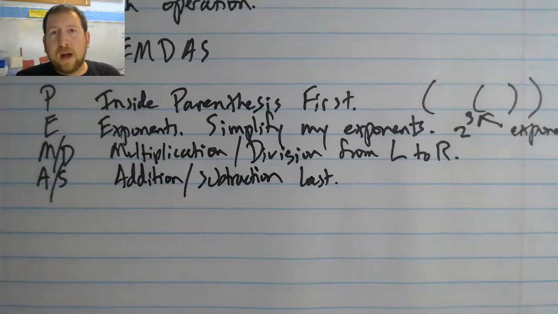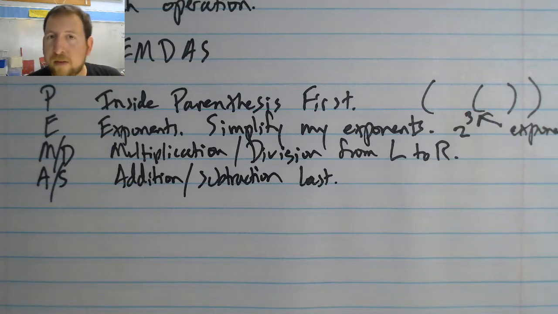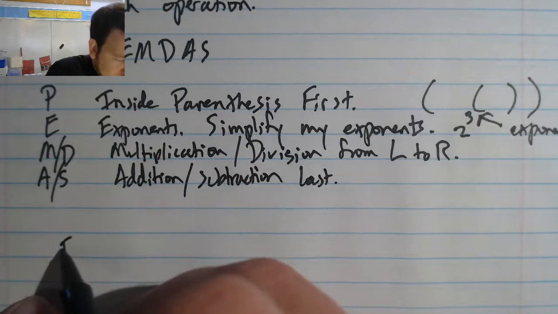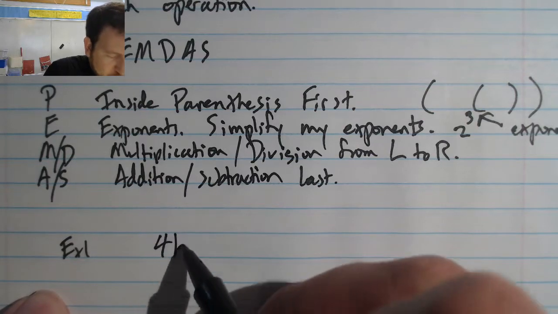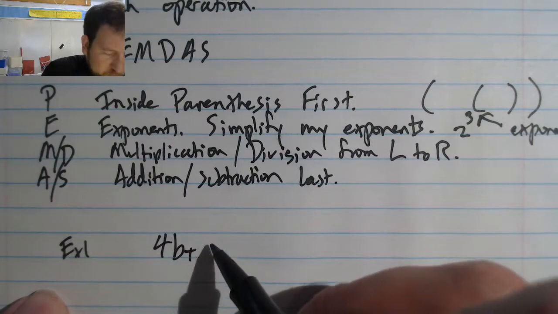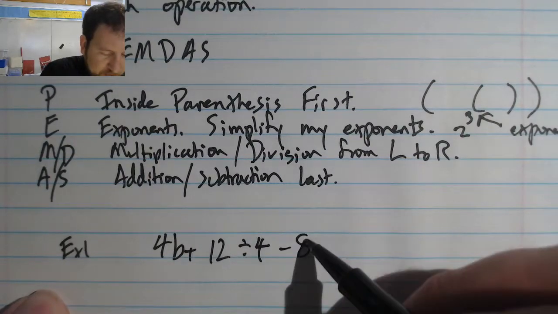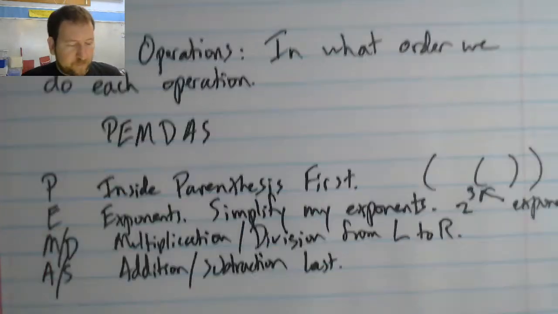All right. Let's take a look at an example, and this time we're going to be evaluating a variable expression where they give us the value of one of the variables, just like we did before, except this time they'll be more complicated. For example, let's take a look at this. Example 1 says 4b plus 12 divided by 4 minus 8 when b equals 6.